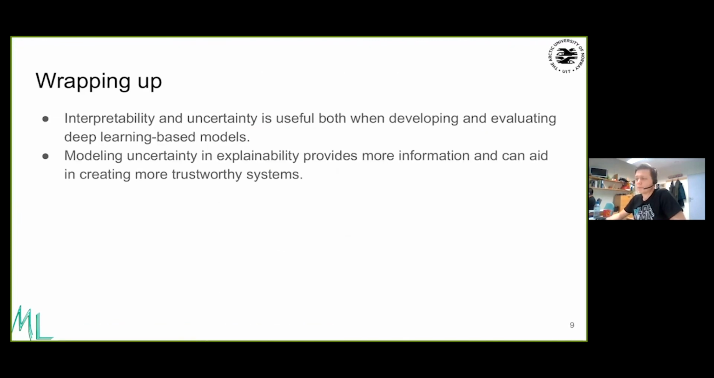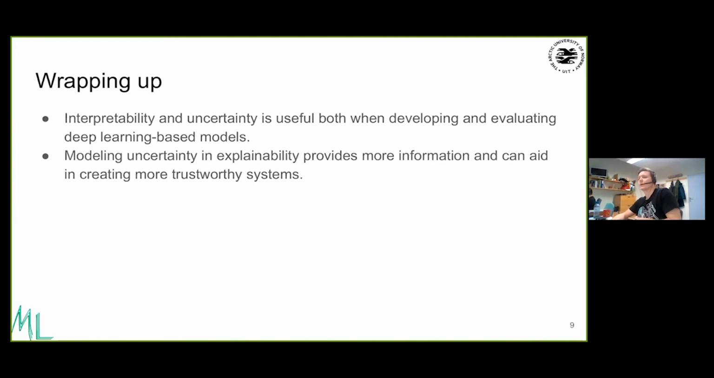So I think I'll just wrap up. I hope I've shown you that explainability and uncertainty can be useful when evaluating models, but also, in my experience, when you're developing models, to see if your models are actually learning the features that you expect them to.